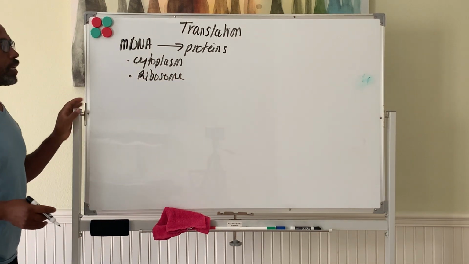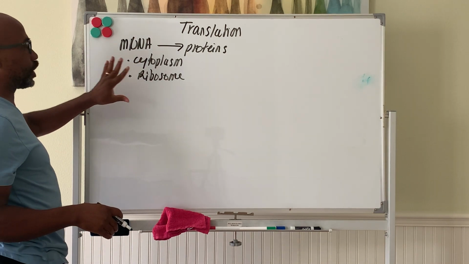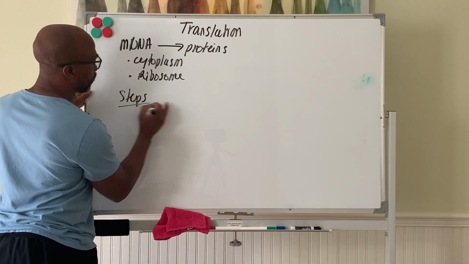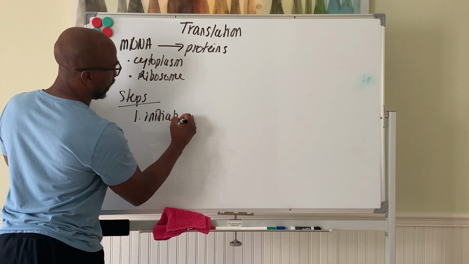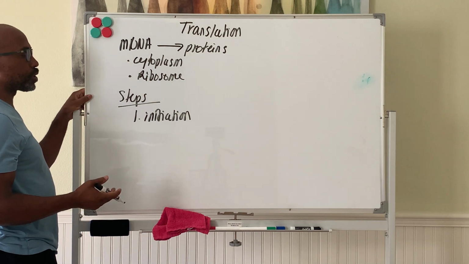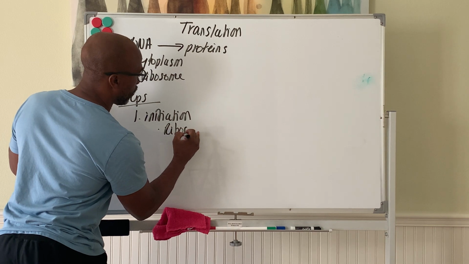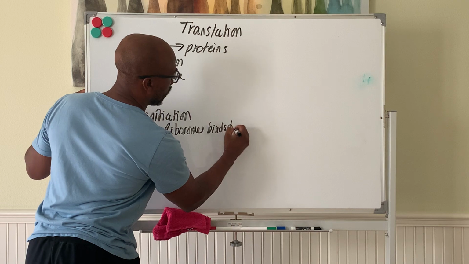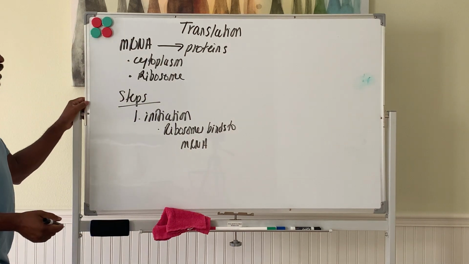Okay. So let's look at this process. There are 3 steps in translation. The big steps are, 1, initiation. During initiation, this is when the ribosome binds to the mRNA. So ribosome binds to mRNA. That's the step of initiation.